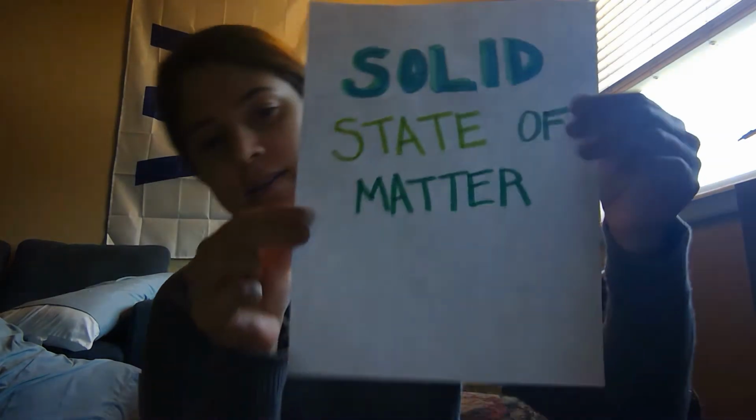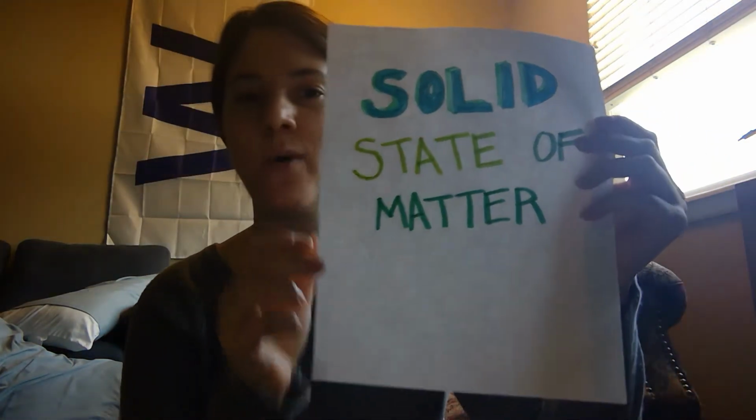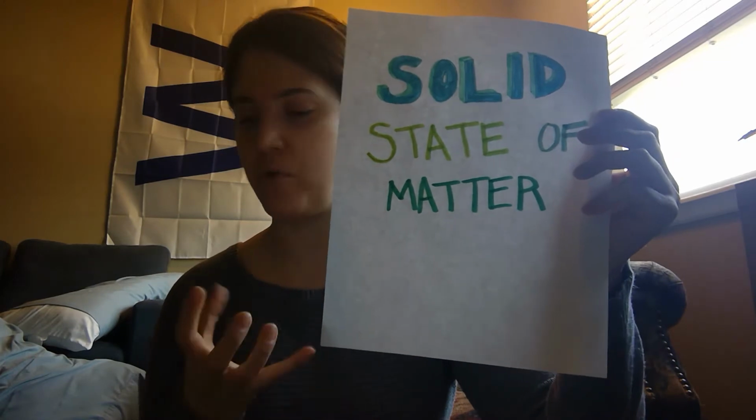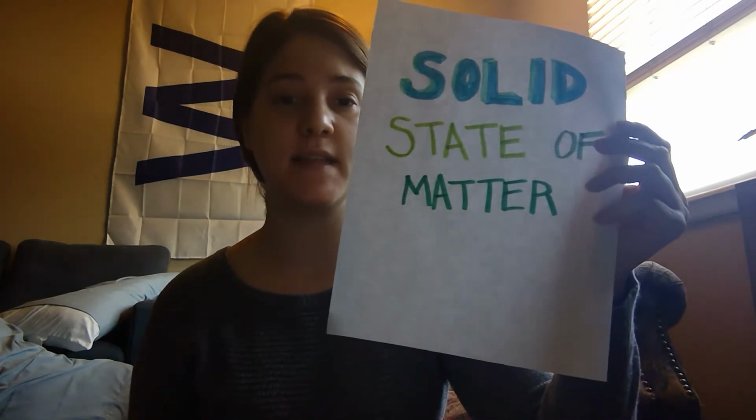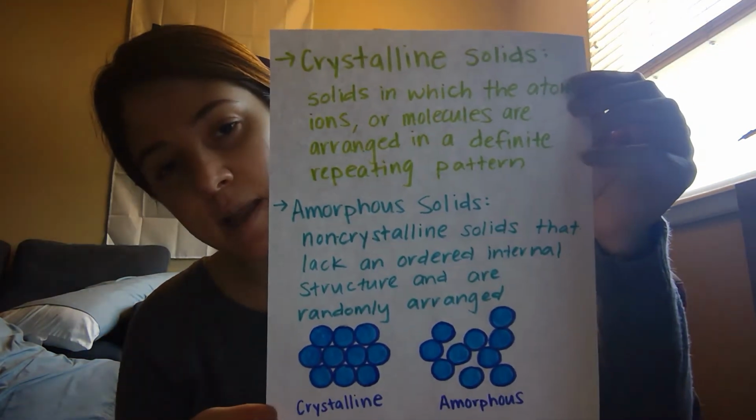Hey guys, so right now we're going to talk about the solid state of matter. So what happens when molecules form solids, and the types of solids that they form. Two different categories of solids are crystalline and amorphous.